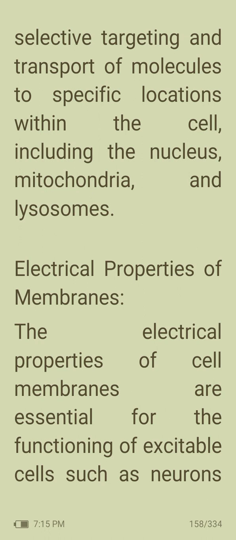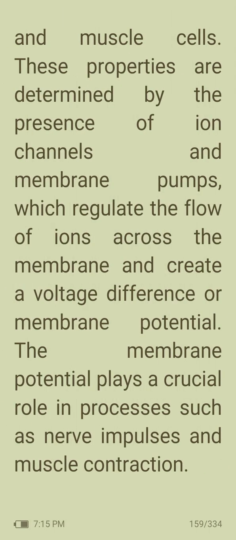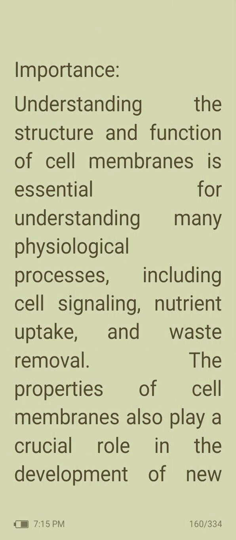Then electrical properties of membranes. The electrical properties of cell membranes are essential for the functioning of excitable cells such as neurons and muscle cells. These properties are determined by the presence of ion channels and membrane pumps, which regulate the flow of ions across the membrane and create a voltage difference or membrane potential. The membrane potential plays a critical role in processes such as nerve impulse and muscle contraction.